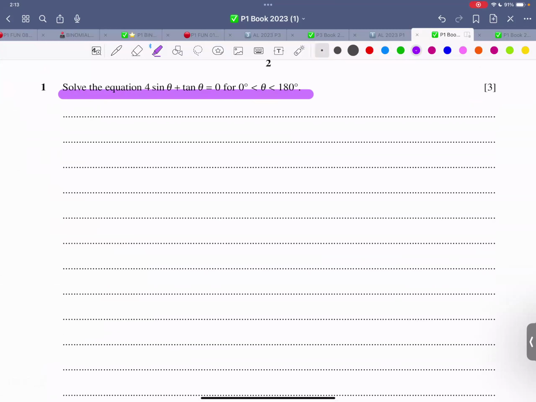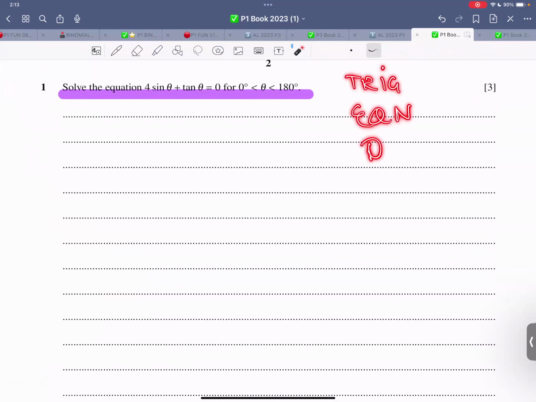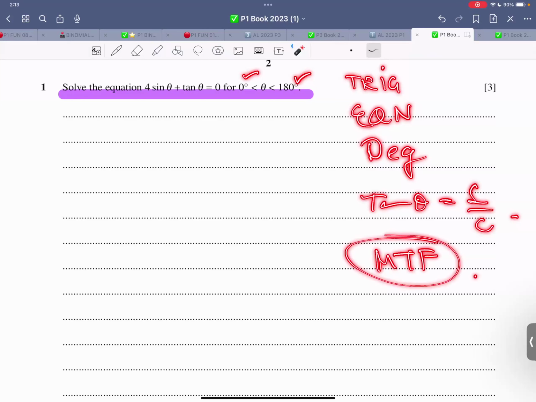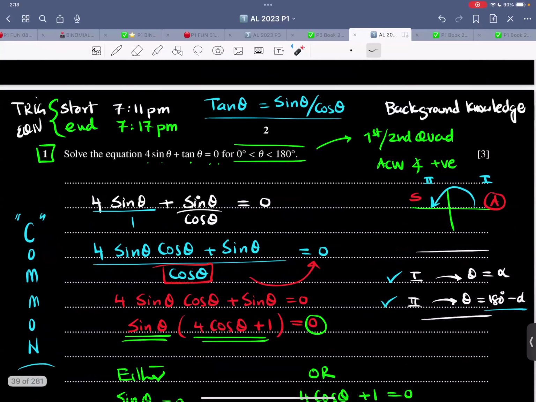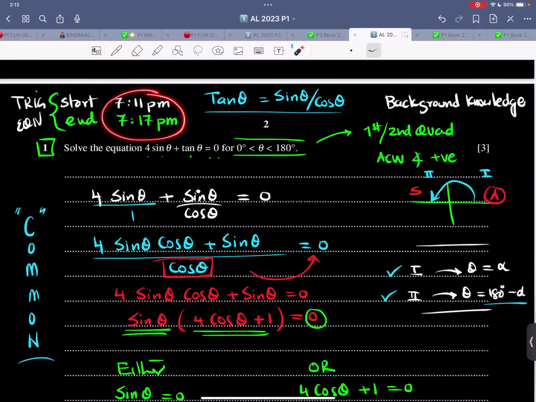What is the question about? The question is about trigonometry. In trigonometry, it's about equation. In equation, it is about degrees. And it's about tangent theta is sine over cos. And maybe some middle term factorization might be there. So first decide what needs to be done for 3 marks. Let's look at this. So I finished this question last year in 6 minutes.